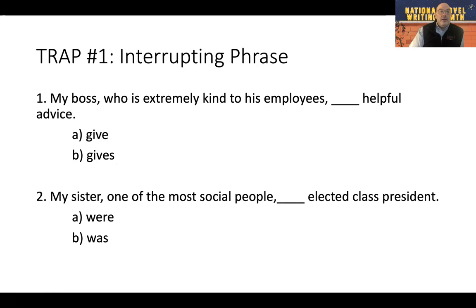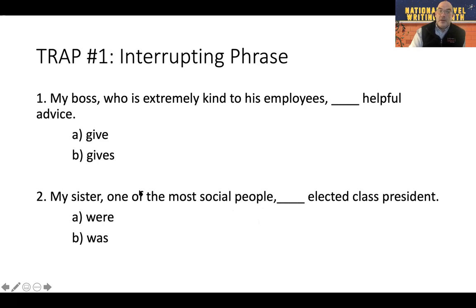Okay, "my sister, one of the most social people, blank class, elected class president." So "my sister, one of the most social people, blank elected class president." So your primary question you need to answer right now is, what is the subject of this sentence? Is it sister or is it people? So it should be fairly easy to spot right now that sister is the thing that corresponds to this verb, right?